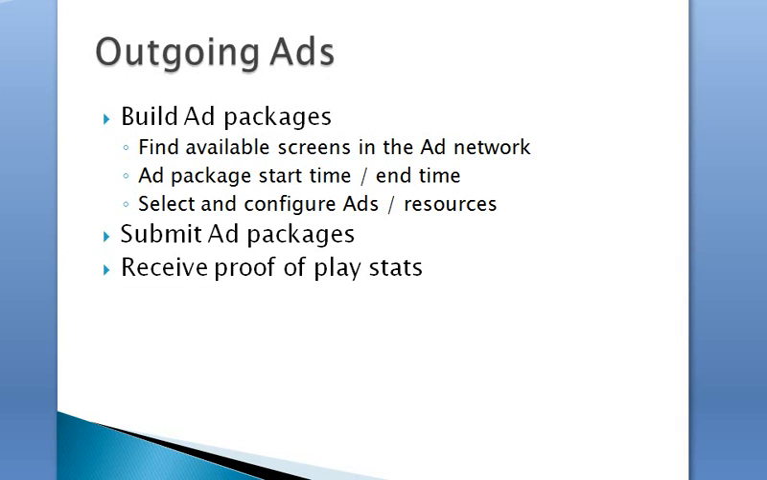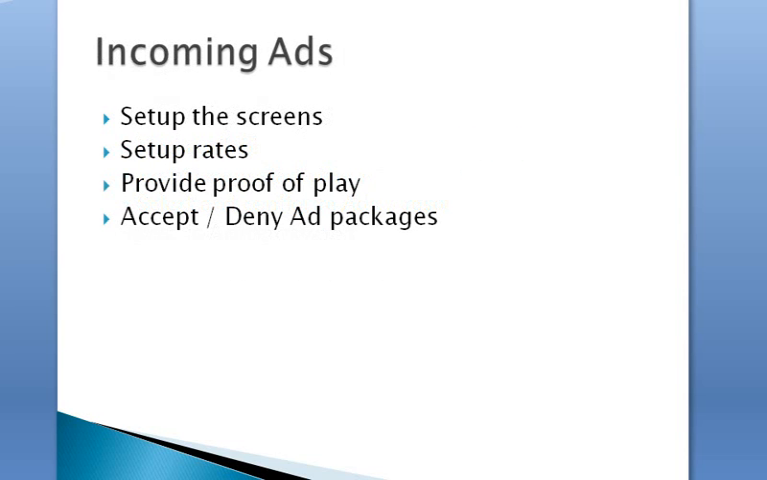And if they accept, the package will run for the duration of the start and end times and end dates of the ad package. And at the end of the month, the screen owner will automatically have a report that he can generate with the proof of play, so he can provide that to the advertiser. Now, a screen owner, on the other hand, will actually use the incoming ads module to set up the screens, to set up the rates, provide the proof of play, and accept and deny ad packages. But again, we're not going to cover this in this video, because this video covers the outgoing ads, the interface that advertisers will use to build their ad packages.